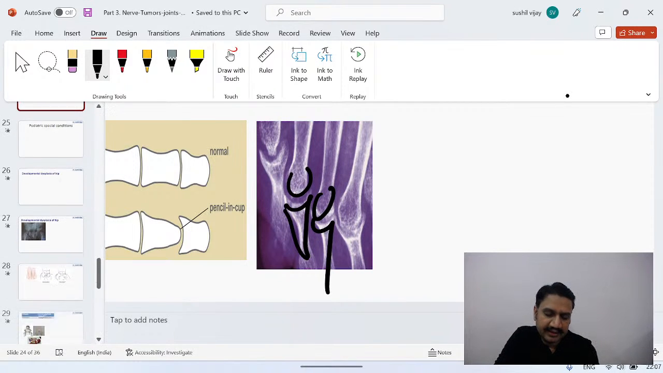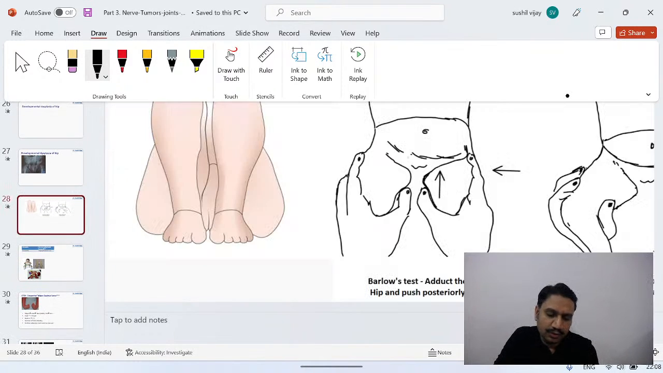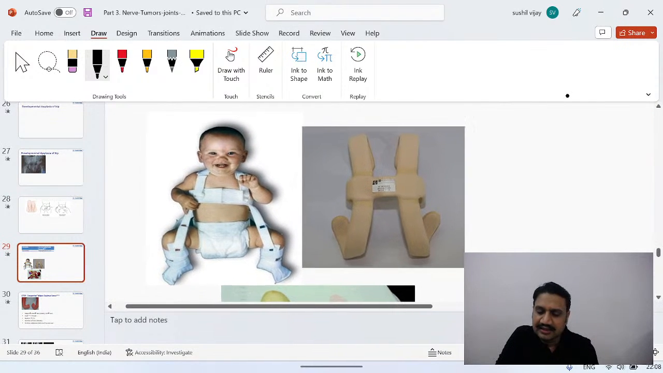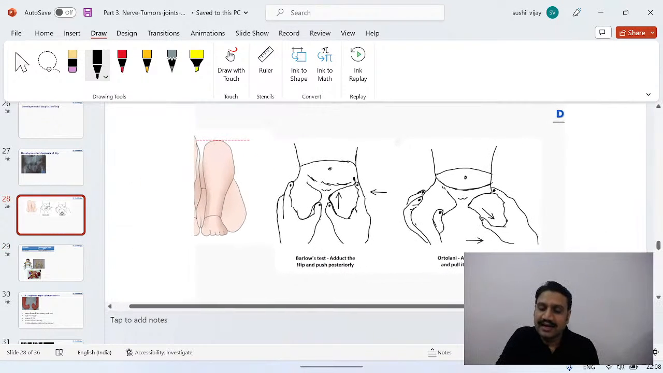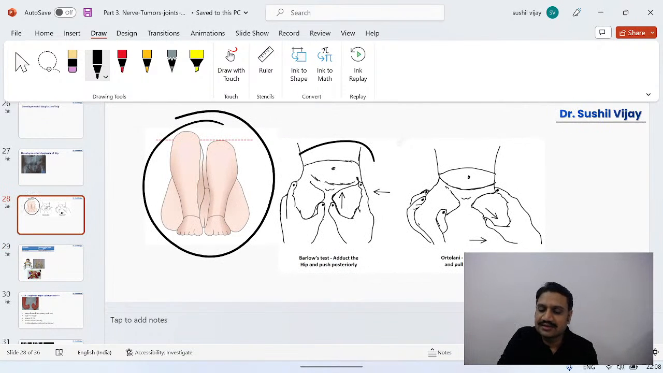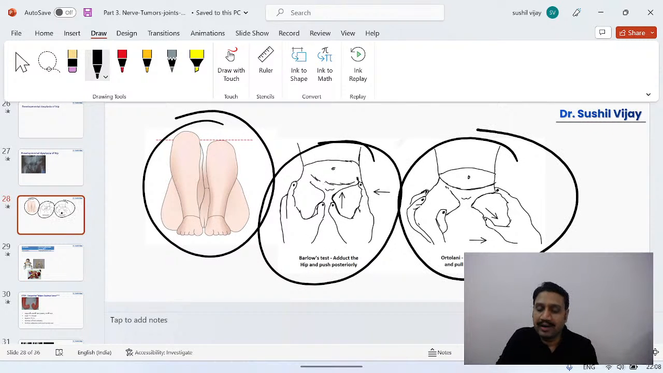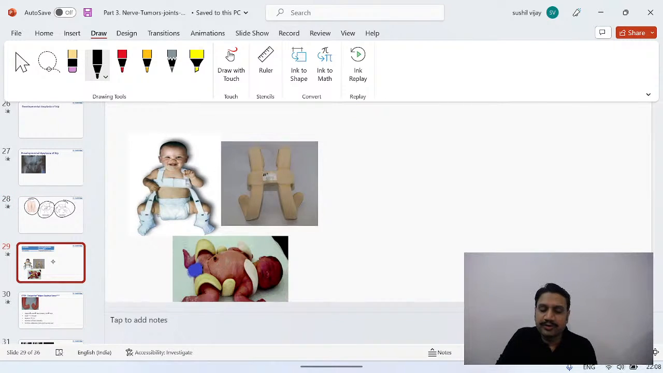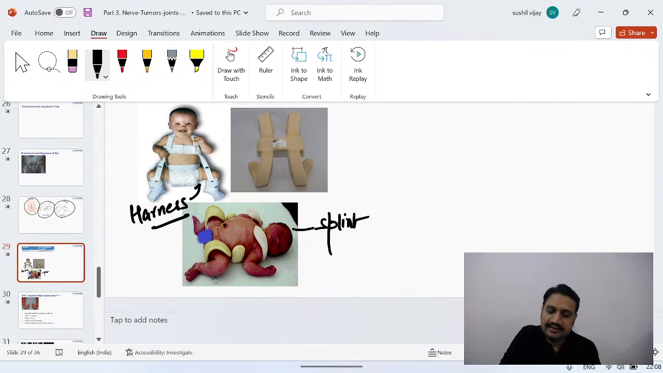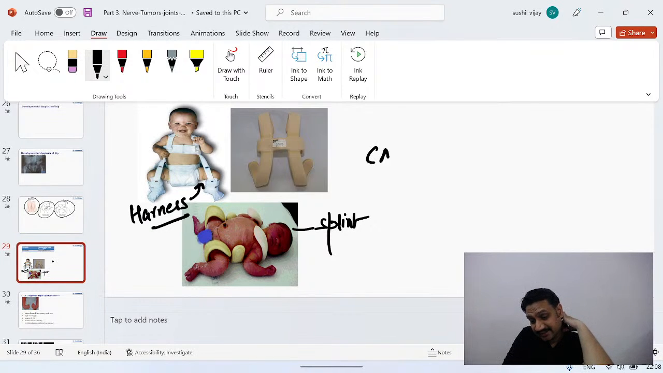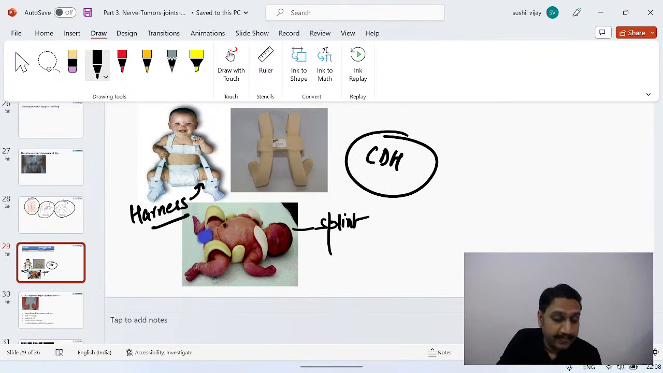Then in CDH, congenital dislocation of the hip, I told you the tests to be done are three, which I've already highlighted: Ortolani, Barlow's and Allis. Barlow's is trying to dislocate the hip yourself. These are the splints used for CDH. This one is the von Rosen splint, and this one is the harness. Both are used for congenital dislocation of the hip. Please remember this.